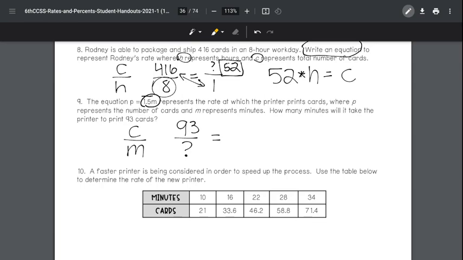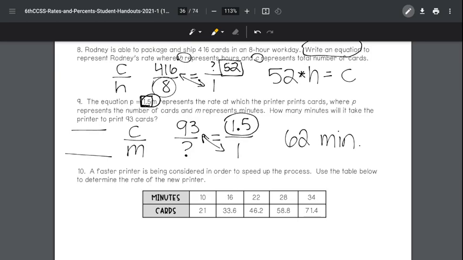That number in our equation is never going to change. That's our unit rate. The printer can print 1.5 cards in 1 minute. My minutes stayed in the same row, my cards stayed in the same row. Cross multiply, take your answer, 93, and divide it by 1.5, and you figure out it will take the printer 62 minutes to print those 93 cards.